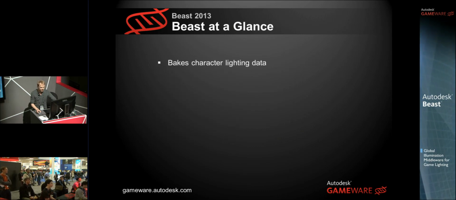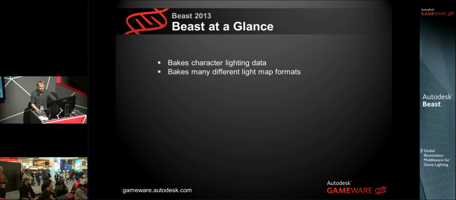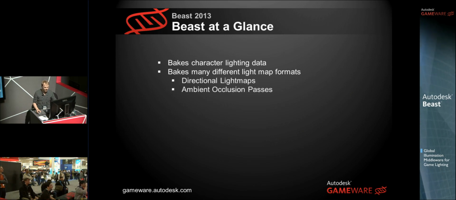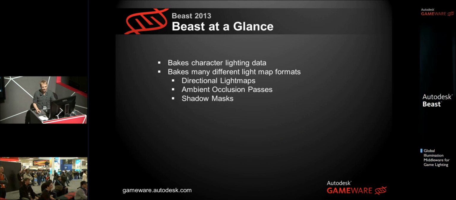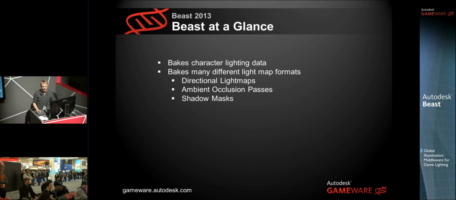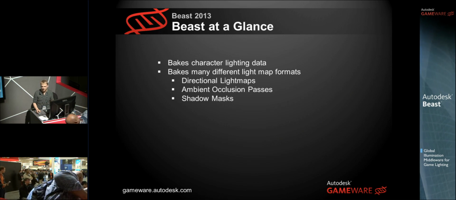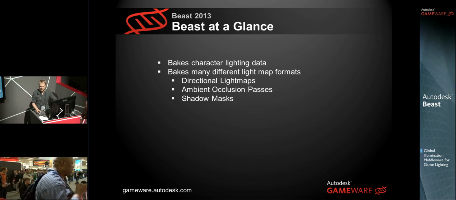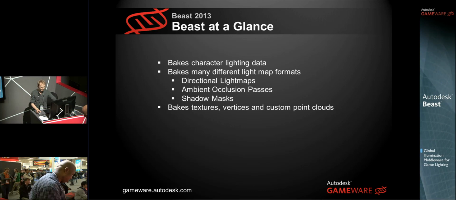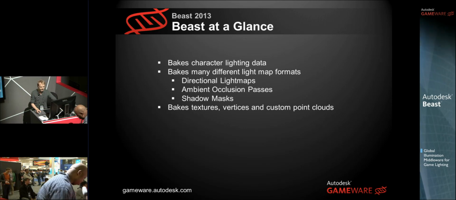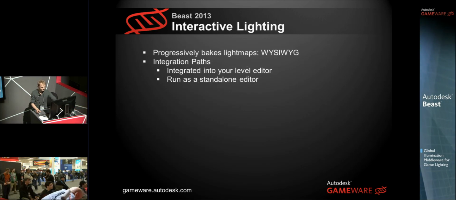So it can bake many kinds of lighting data. It can bake character lighting data. It can output many different light map formats, directional light maps, ambient occlusion passes, shadow masks, depending on what kind of requirements you have. We don't want to give you a specific way you have to light your game. We want you to be able to use Beast to light it in the most efficient way. It can bake to textures, vertices, and custom point clouds.